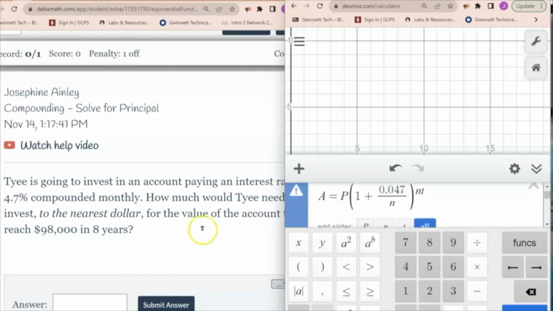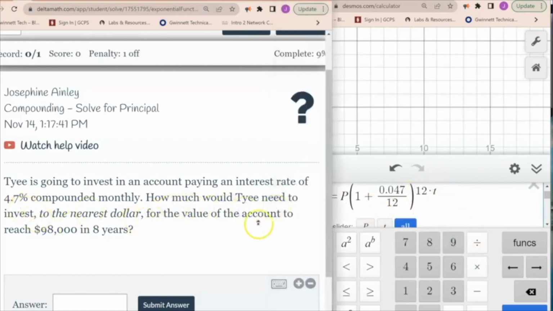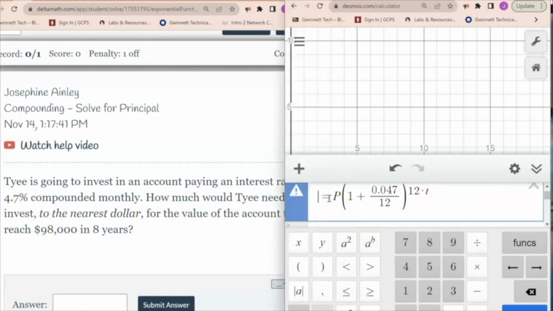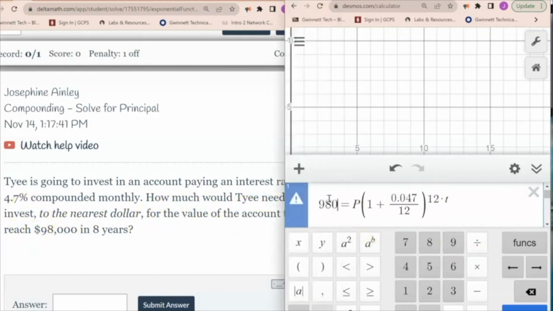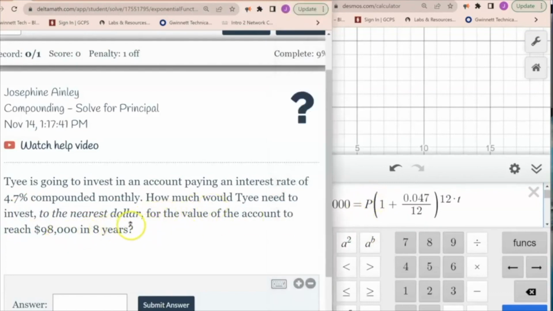0.047. It's compounded monthly. Okay, so how many months in a year? 12. So that's your n. n is the number of times it's compounded. So it's compounded 12. And then let's go ahead and put multiplication right there. All right, and then how much would Terry need to invest to the nearest dollar for the amount to reach 98,000? So this is equal to 98,000. So the question is, is there a time?